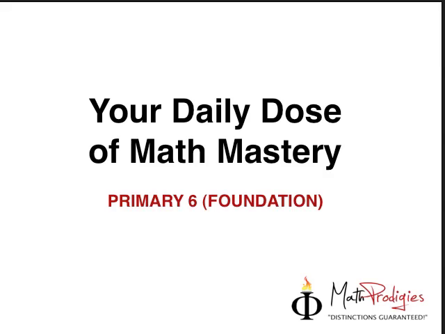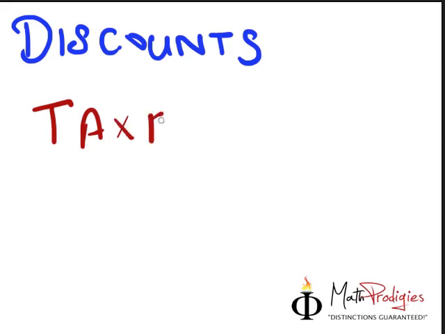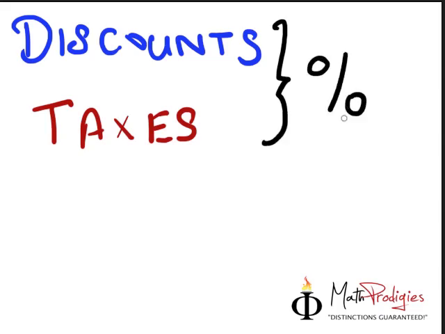So before we go into the question, let's explain some things, okay? This is the concept of discounts and also taxes, okay? And this comes from what topic? If you already know what this is, you should be able to know what topic this is from. This is from the topic of percentages. So, percentages. Okay, good. Now, what are discounts?